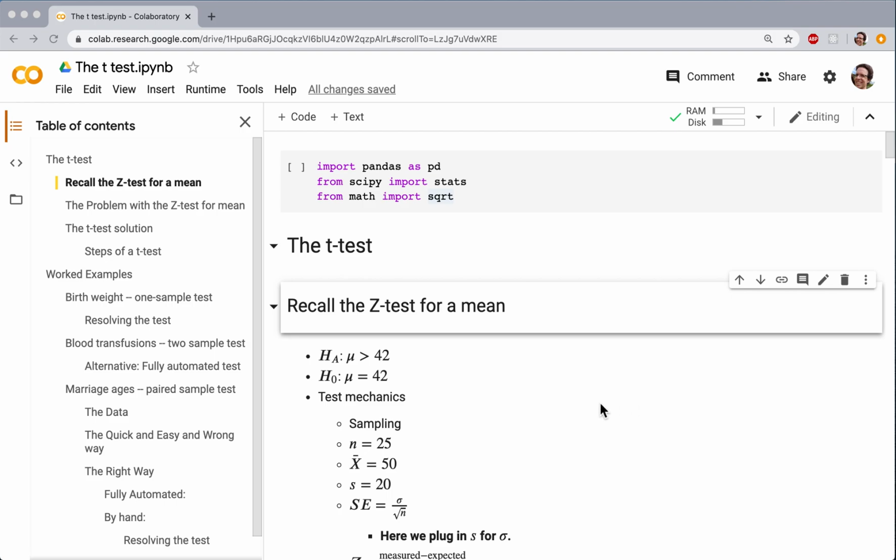Today we're going to be talking about the t-test. Now the t-test is very, very similar to the z-test. So we're going to begin with a little bit of review about how the z-test works.